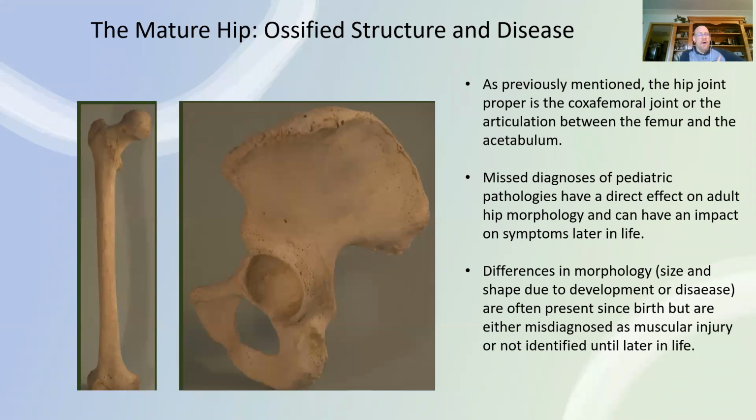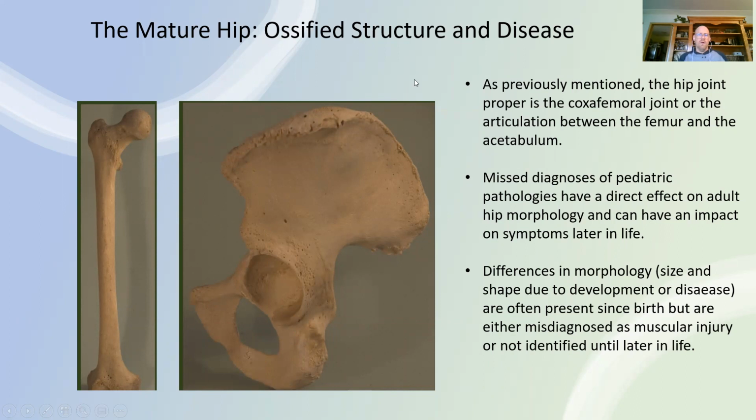Okay, here it is though. Here is the mature hip, the ossified hip. We can see anatomically that we have the femoral head, the greater trochanter and the lesser trochanter here. And as we can see, here's the ilium. So we have obviously the ASIS, PSIS, acetabulum, the pubic symphysis down here, and then the ischium.